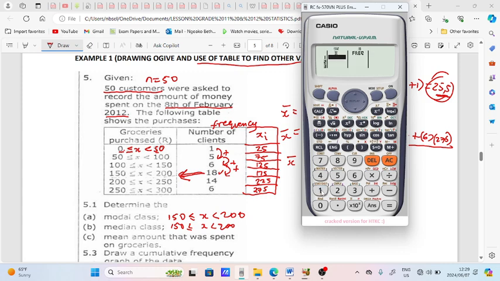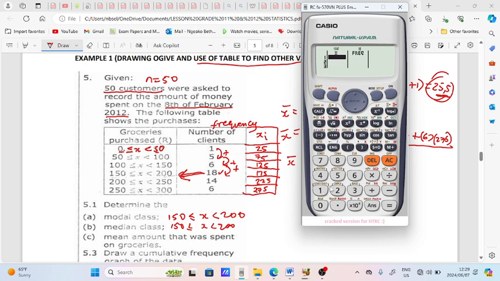Now look at the table. There is x. What is x in the formula? Midpoint. Then I'm going to put my midpoint there. Then the frequency there. Then after that, I get it. Then that will be the estimate. We must get the same answer as that one.